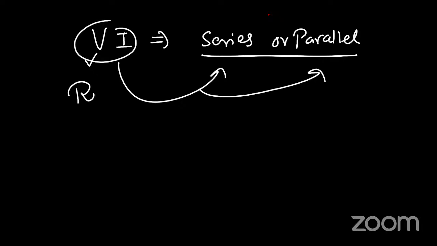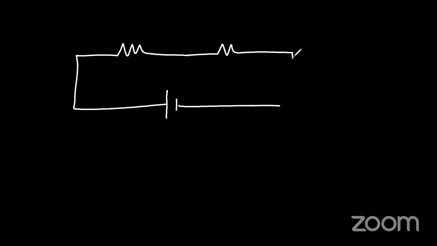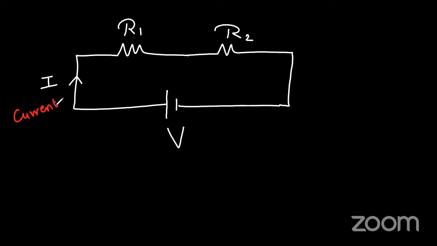Okay, let's start with the first one. Let's see. This one is the resistor. Again one more resistor. Here I have connected a battery. So this is a battery V, or we can say a cell. We can also say this is EMF, and this is resistor 1 and this is resistor 2. Okay, I have two resistors, R1 and R2. So in the given circuit, the current will flow from here. Okay. If you look at the circuit diagram properly, this part is the current, this part is a resistor, and this part is a voltage.